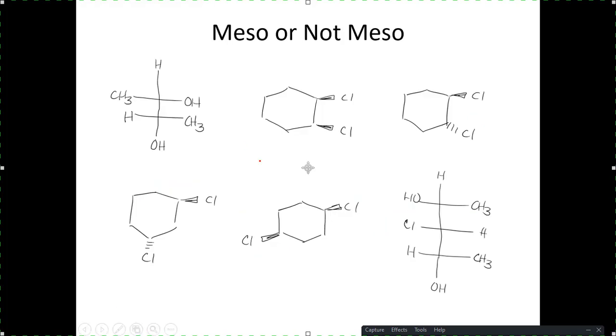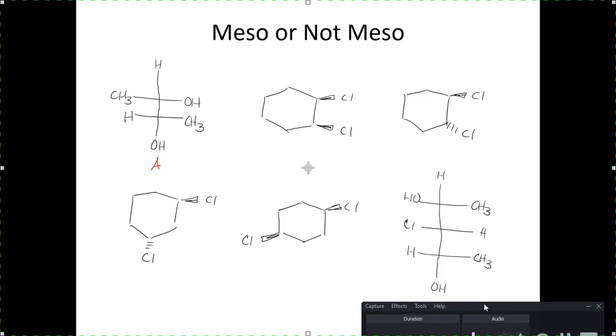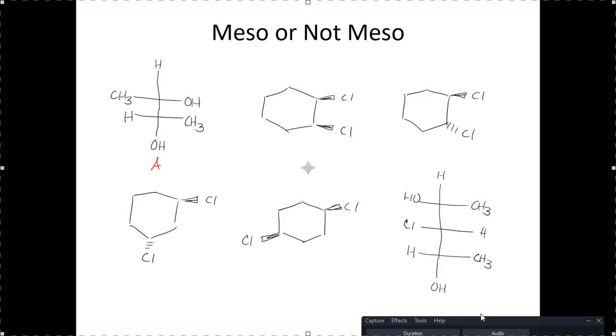So let's play a little game called meso or not meso. Let's start with the first one. Let's start with molecule A here. And we should probably have this as a quiz to start with. Is A meso or not meso? So when the video stops, you can go ahead and choose. Is it meso or is it not meso? Okay, if you're back, then is this meso or not meso?